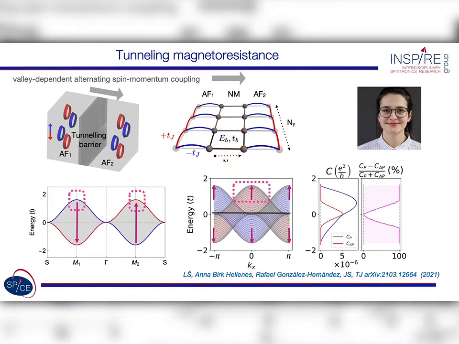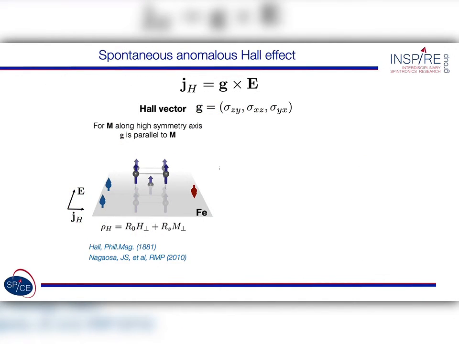Then we want to jump into the anomalous Hall effect in these materials. Here, the spontaneous anomalous Hall effect has been one of the workhorses in magnetic systems for identifying and characterizing them. An important thing to understand about the anomalous Hall effect is that for any Hall effect to be present in your system, you need a symmetry that allows for a pseudovector to exist, because the Hall current is given by the cross product of this Hall vector, given by these components of the conductivity, and the electric field.